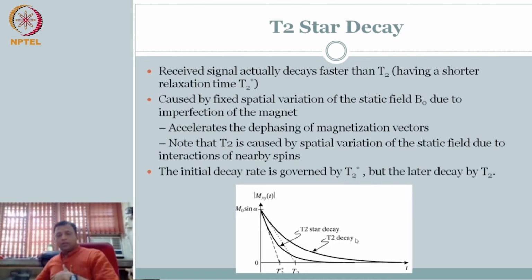Okay, so why is this important to study? This is important to study because the initial rapid drop happens due to T2 star, and you don't have control over it. It's the magnet that you are using, the magnetic field that you are generating. You don't have control. Whereas T2, you see, retains the signal for much more duration.